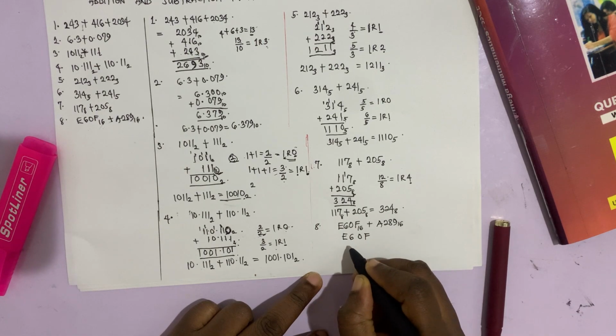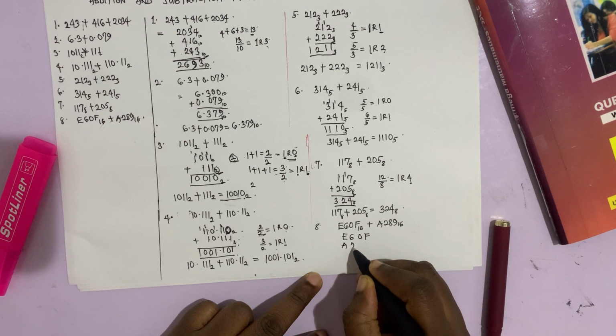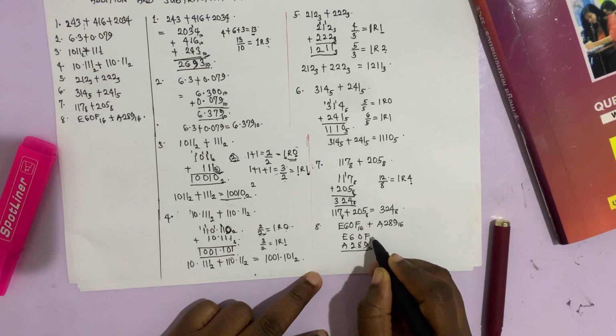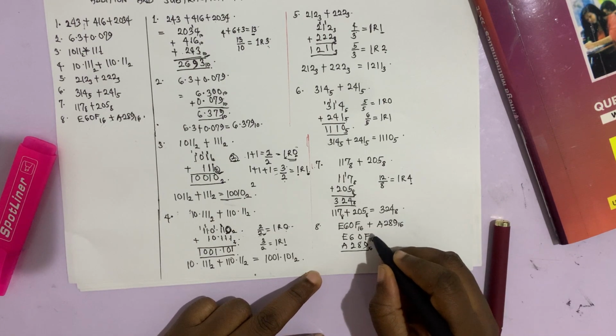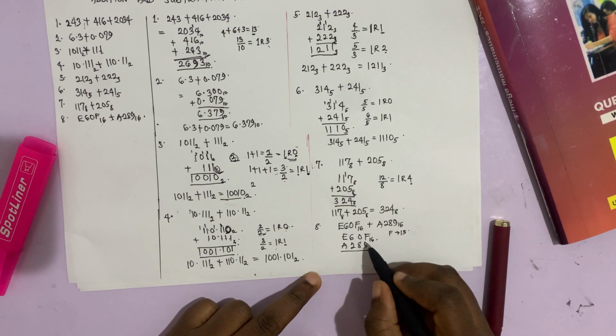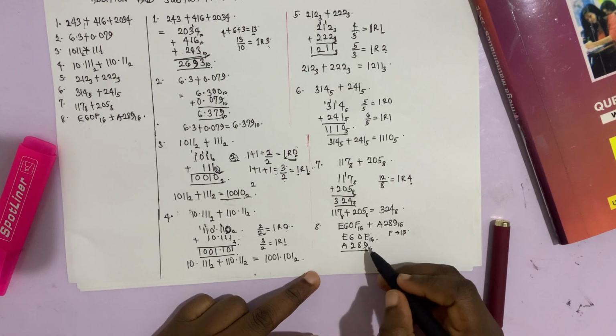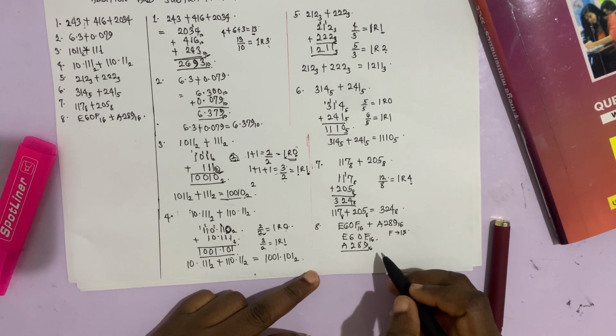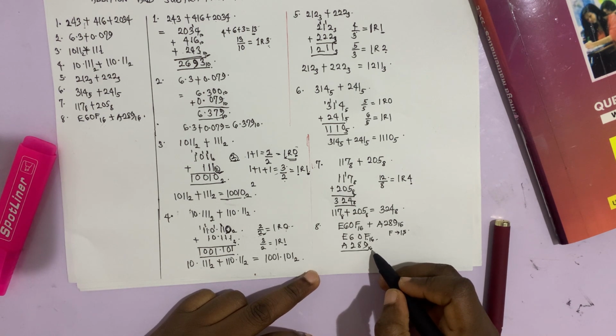E60F plus A289 in base 16. Remember, F in base 16 is what? It is 15. So F is 15. So 15 plus 9 would give us what? It would give us 24. 24 is greater than the base 16.